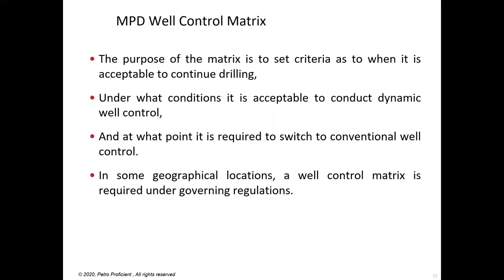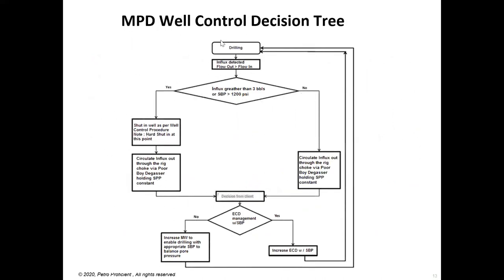Influx management envelope is another, bigger envelope where your pressures at different stages, different points in the wellbore are considered. And this is a decision tree when you typically encounter an influx in a well. And that is your flow in and flow out. In an MPD scenario, if you see that flow out is greater than flow in, then you consider this as an influx. Then is the influx greater than 3 barrels? What are you going to do? Yes, then shut the well in as per well control procedure. No, circulate the influx out through the rig choke via the poor boy degasser, holding SPP constant. And then at this time, you have a decision by the client, then you have to manage your ECD with surface back pressure, and it goes on like that.